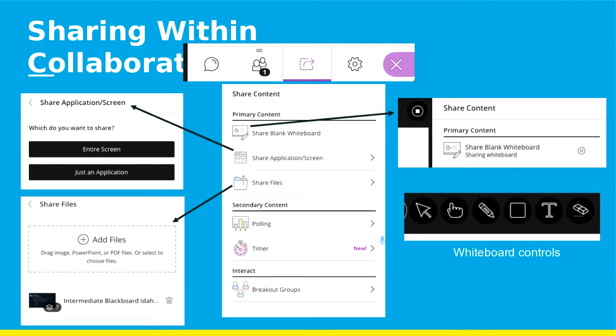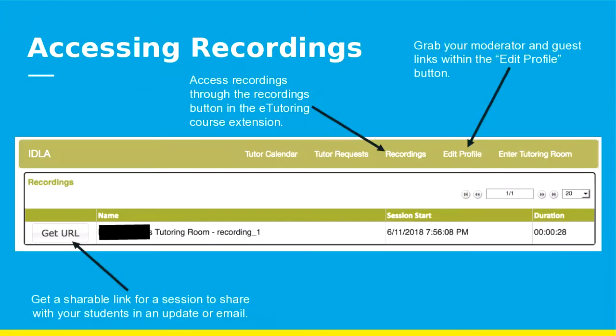All right, so I'm going to move on over. After you've gone back over to Schoology, clicking into e-tutoring, and then accessing the recordings, you can see right there on the screen that says get URL, and then you can share that out to your students.